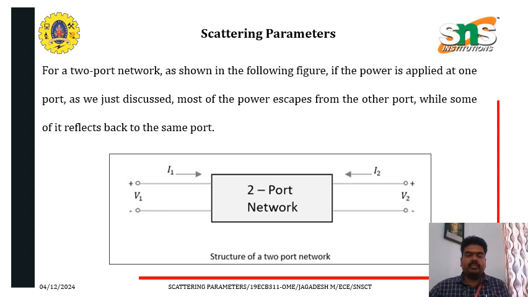So what are scattering parameters? Scattering parameters are also called S parameters. If you consider a two-port network shown in the figure below, if power is applied at one port, as we just discussed, most of the power escapes from the other port, while some of it reflects back to the same port. This structure is a two-port network where we have V1 and V2. V1 is the input and I1 is the input current, and V2 is the output section and I2 is the output current. So this is the structure of a two-port network.